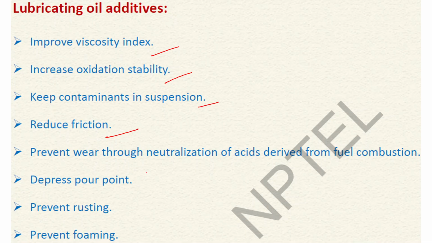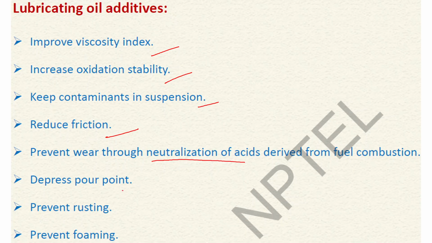In the engine during the combustion of the fuel, if there is the emission of sulfur dioxide, which in contact with some amount of moisture inside the engine, it may form sulfurous acid, and this acid may cause the wear of the engine. So to neutralize this acid, sometimes lubricating oil helps. The neutralization of the acid is done by these lubricating oils, which in turn prevents the wearing of the engine.